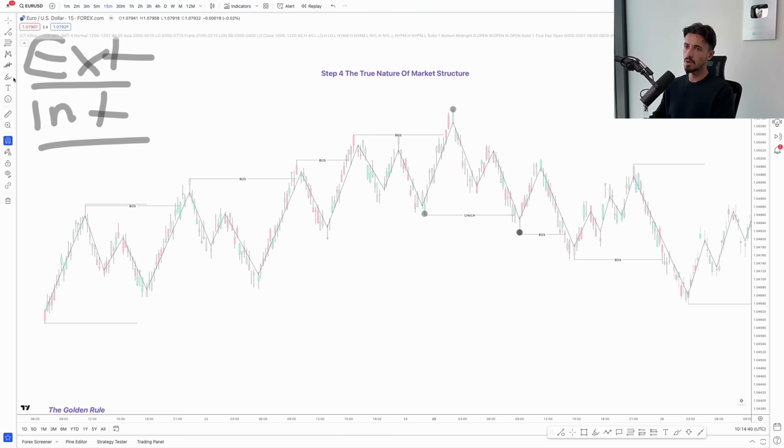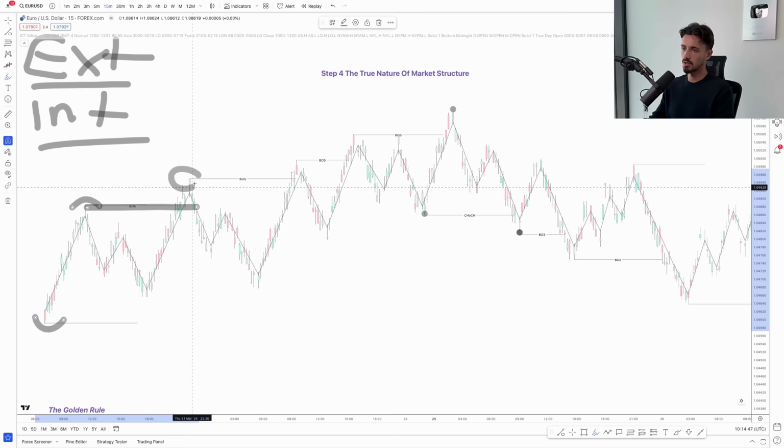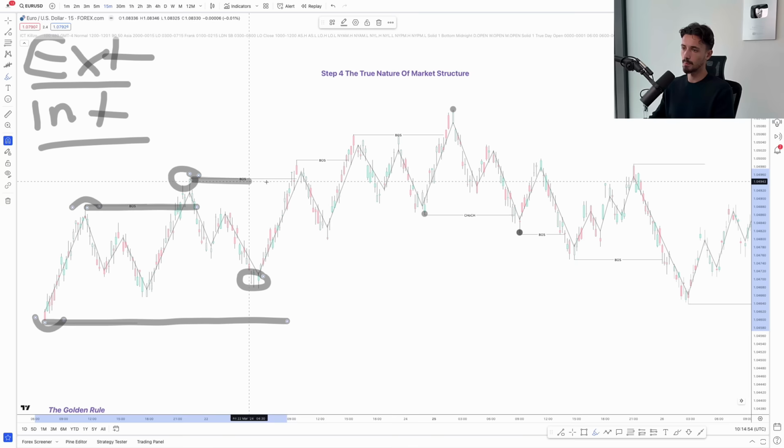It becomes very basic. We have a swing low, we have a swing high, price breaks structure, new high, price pulls back as long as it respects this low. This is the lowest point that price pulls back before it breaks the high. We break structure. This is the high that begins to reverse. We pull back. This is the lowest point before price breaks structure.